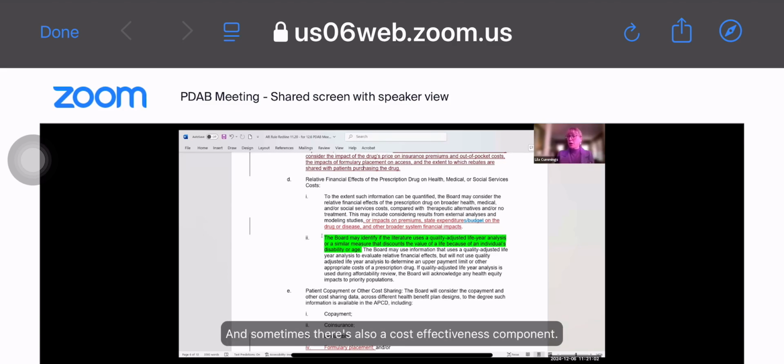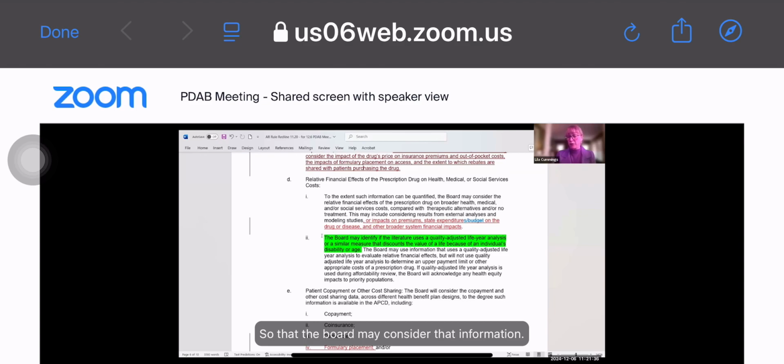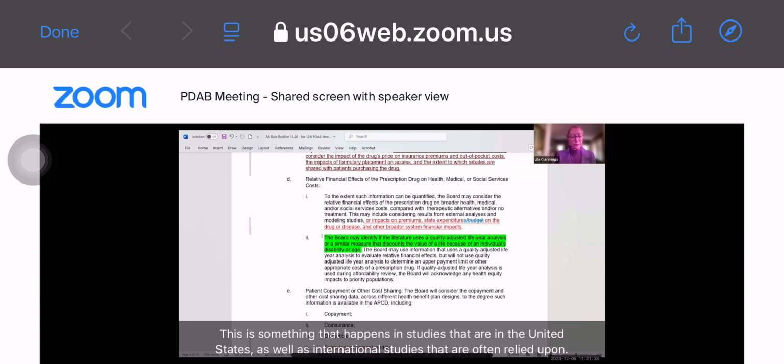and sometimes there's also a cost effectiveness component. These studies are sometimes submitted or commissioned by manufacturers. Sometimes they're conducted by researchers. And we believe that these studies of the effectiveness of a drug are very important. We do outline that there are clinical effectiveness components and cost effectiveness components. And we present those to the board at the affordability review stage so that the board may consider that information.